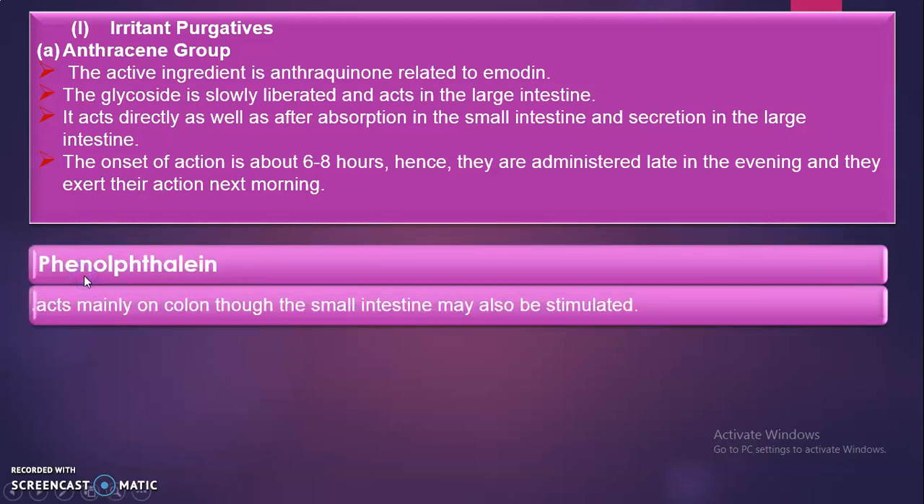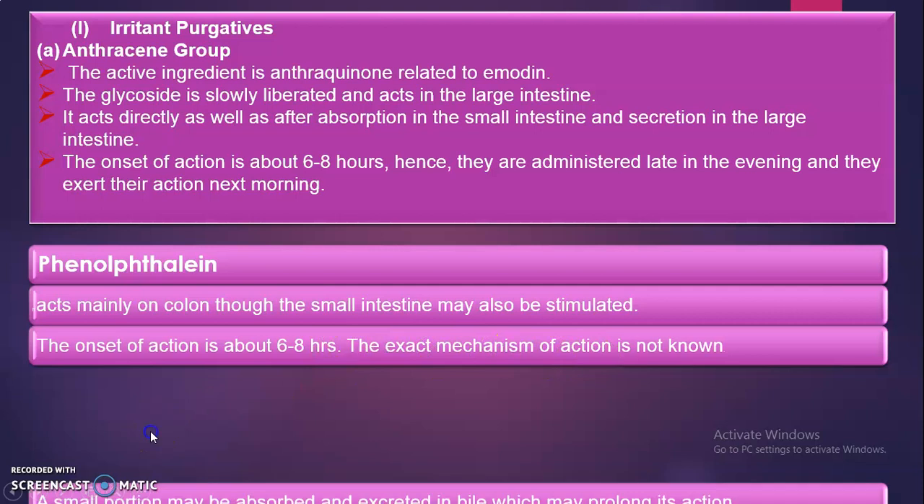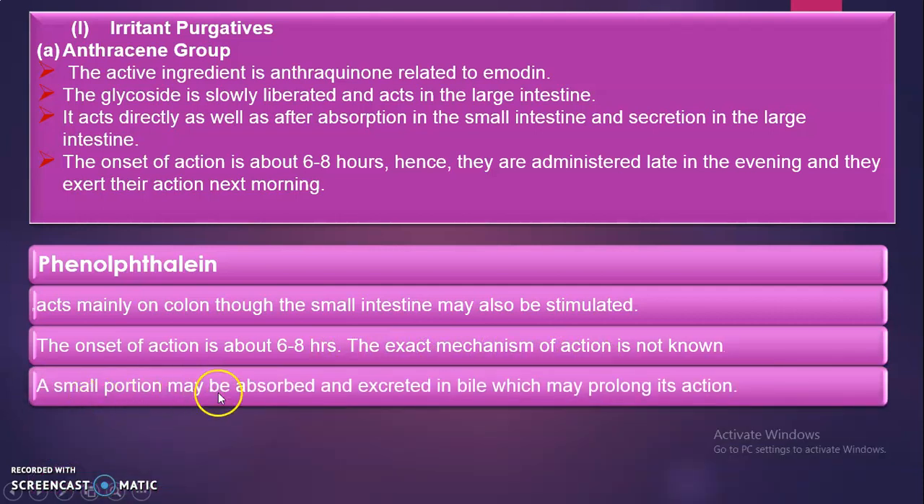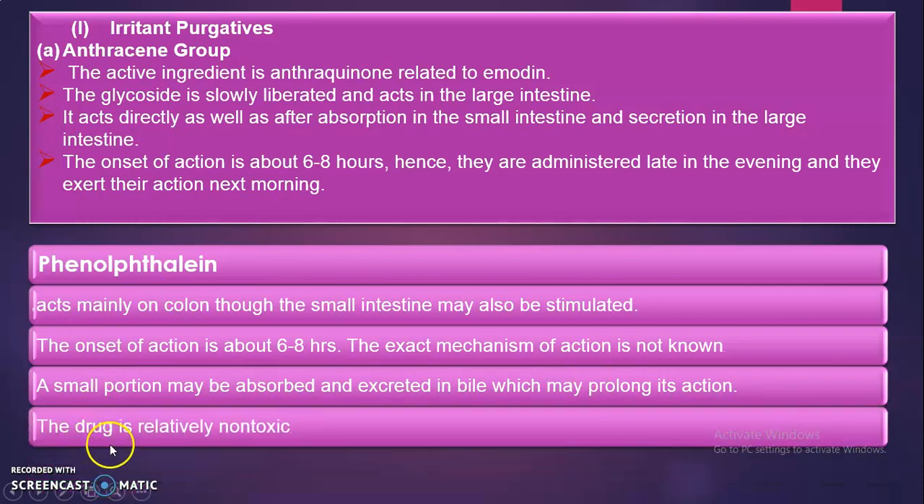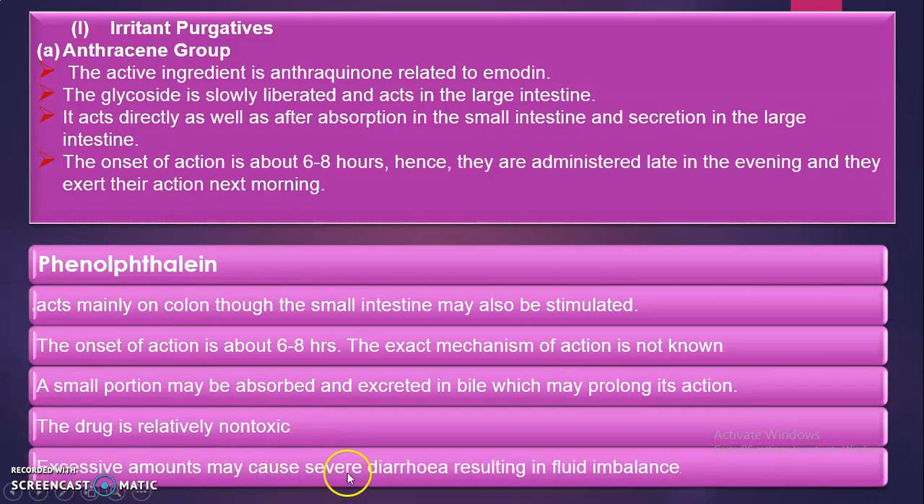Then phenolphthalein acts on the colon through the small intestine and may also be a stimulant. The onset of action is about 6 to 8 hours. The exact mechanism of action is not well known, but a small portion may be absorbed and excreted in the bile, which may prolong its action. Phenolphthalein is a relatively non-toxic drug. Excessive amounts may cause severe diarrhea, resulting in fluid imbalance. These are some properties of phenolphthalein.